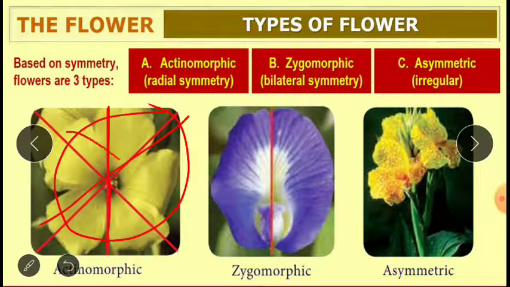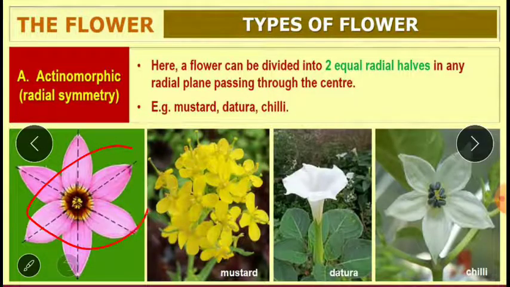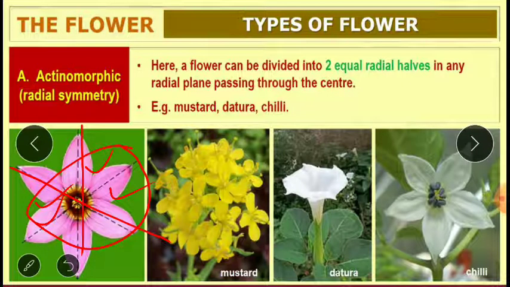You can see in this diagram, whichever way you cut it, like this, or like this, or like this, in any way you cut the flower, it gives you equal halves. Even if you cut in this manner, this is equal to this. So if you cut the flower in any way passing through the center, it gives you the same two parts. This type of symmetry is known as actinomorphic. You can observe this type of flower in mustard, which is your mohri, then datura and chili.